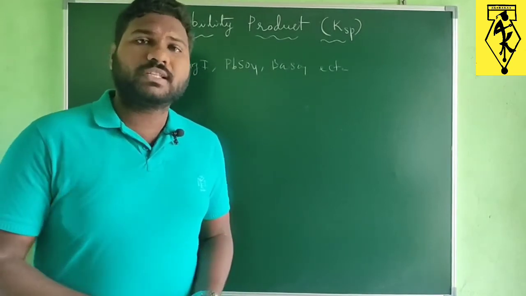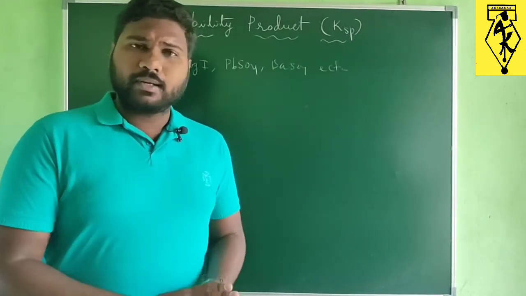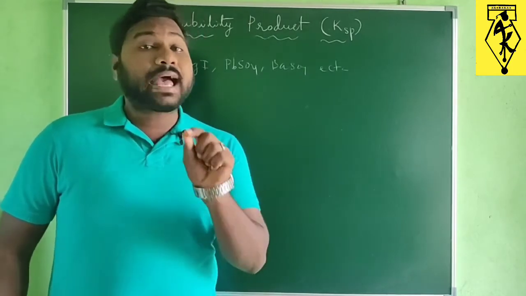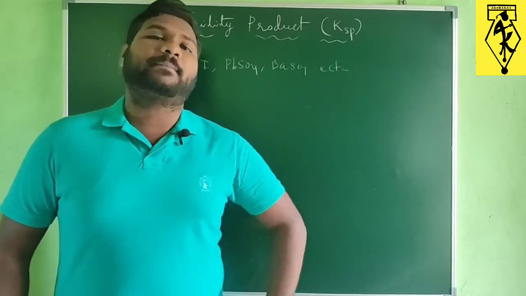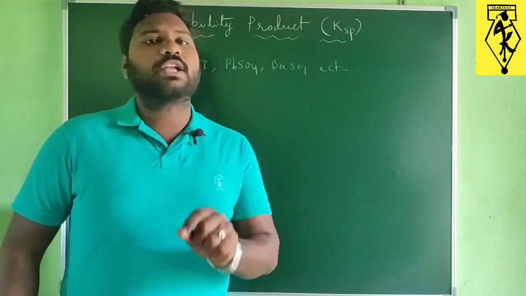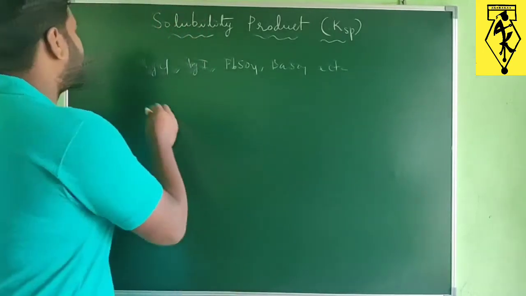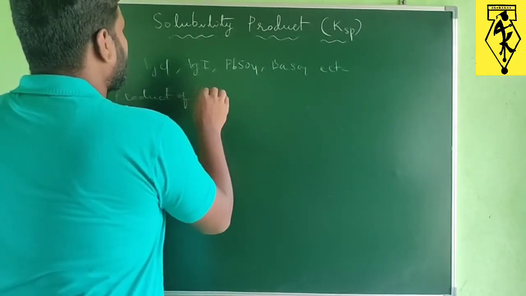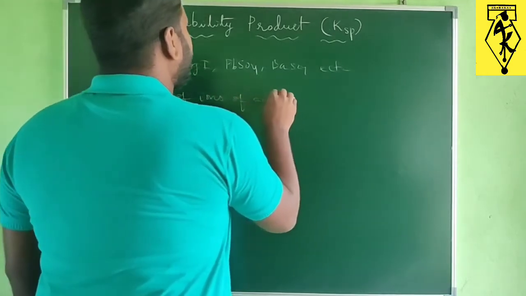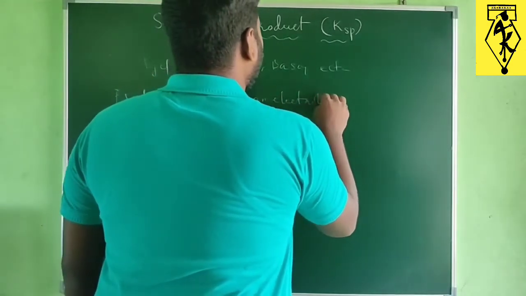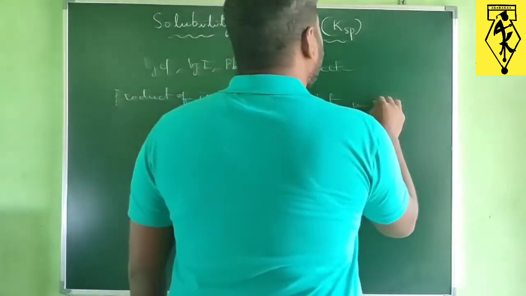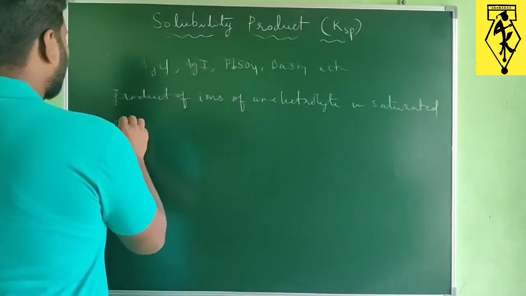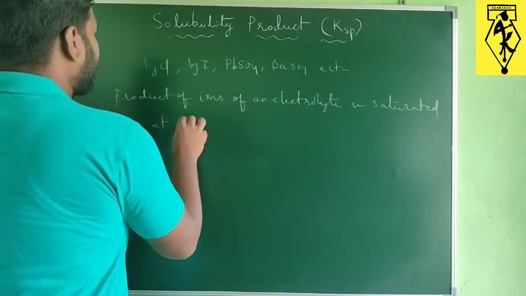What is the definition of solubility product? It is very simple. It is the product of ions of an electrolyte in saturated solution at a given temperature. So this is important, in saturated solution. So the product of ions of an electrolyte in saturated solution at a given temperature.